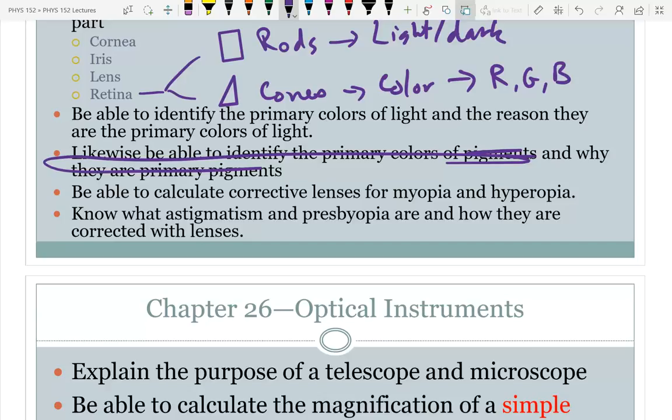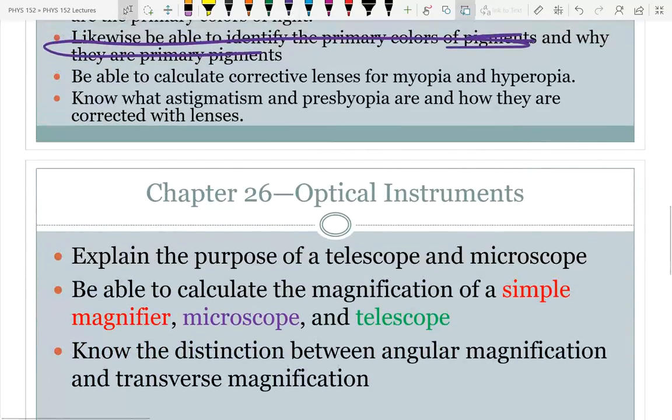I'm not going to give you a presbyopia problem. I'm not going to give you an astigmatism problem. But you surely will have something that deals with a vision problem and how we correct it. So as you won't have to do a calculation for presbyopia or astigmatism, you still might have to explain that.